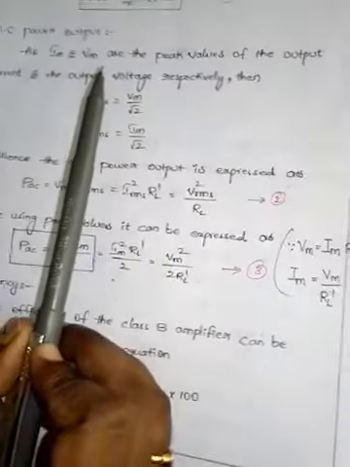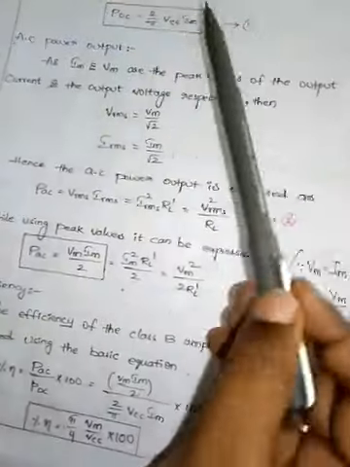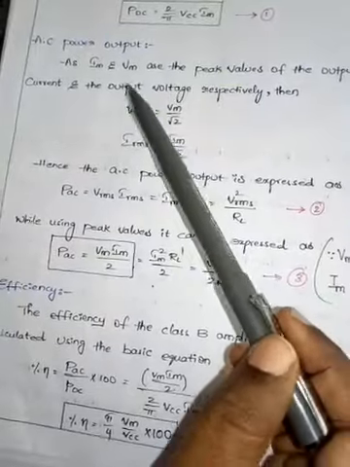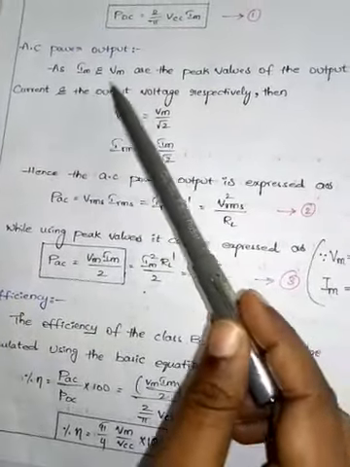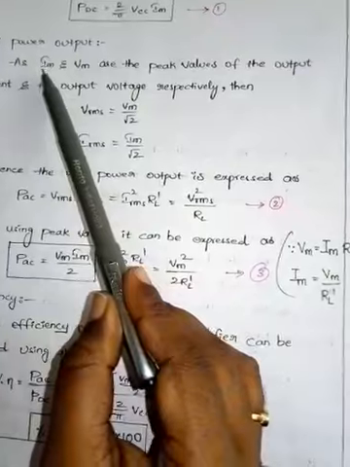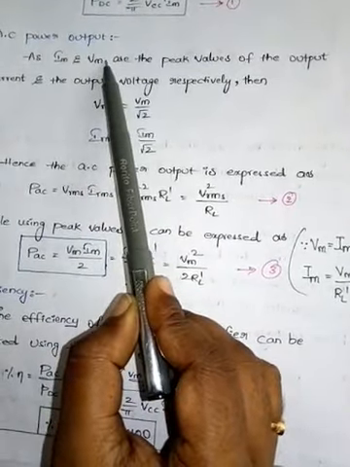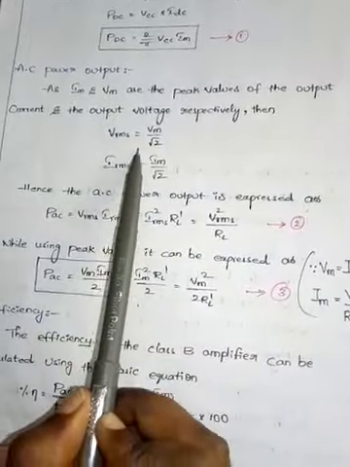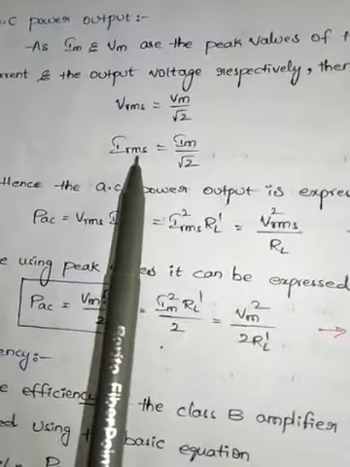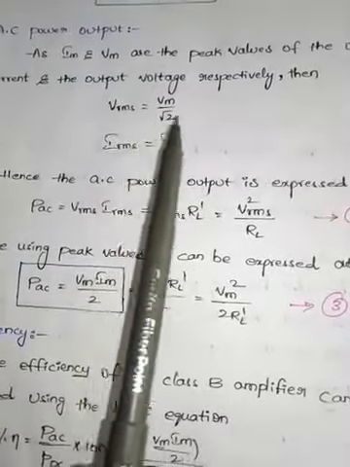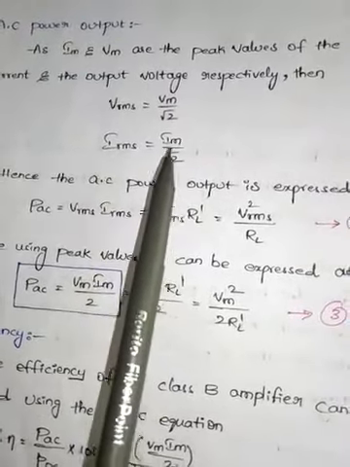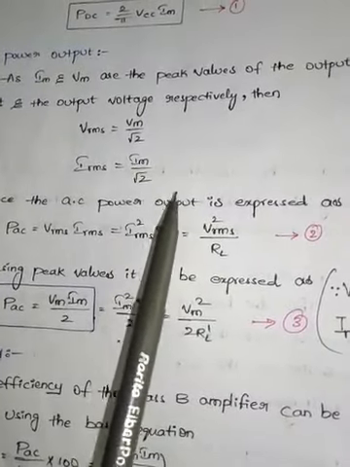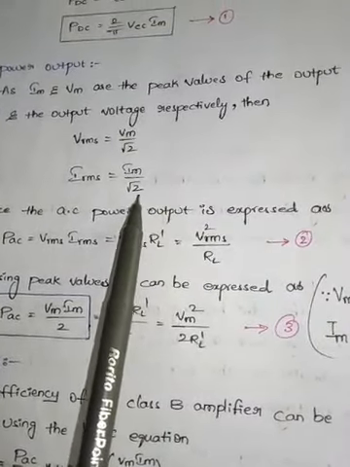So we calculated the DC input power. We got PDC equals 2 by pi VCC into Im. For the AC output power, as Im and Vm, we need to consider the current and voltage. Those are the peak values of the output current. If we consider the voltage and current in terms of RMS, we already got these formulas: Vrms equals Vm by root 2 and Irms equals Im by root 2.